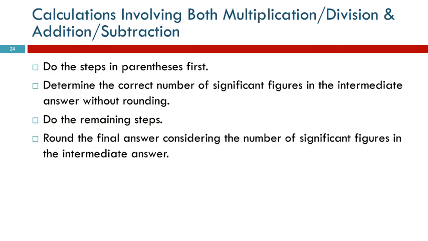So when we have both, thankfully this doesn't come up much in 3A except on the worksheet we're doing tomorrow. It'll be all over the place, so we'll get practice on this. Do the steps in parentheses first. Figure out how many sig figs are in that intermediate answer. Don't round it. Just look at the sig figs. Then do the remaining steps and round the final answer. So I'm going to do these kind of quick. You can watch them slow again on YouTube, and we're going to practice this in lab tomorrow.